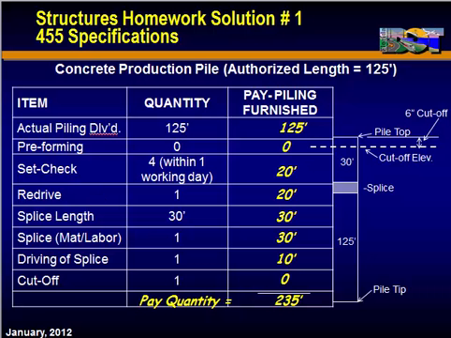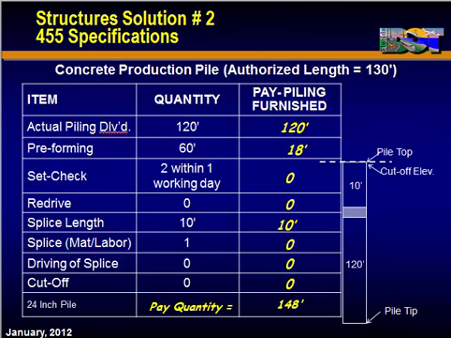All right, let's move on to the next one. Okay, now on this one, we have an authorized pile length of 130 feet, and it's a production pile. So we have a 130-foot authorized, however, the contractor brought in a 120-foot pile instead, so we're not going to pay him 130, we're only going to pay him the 120.